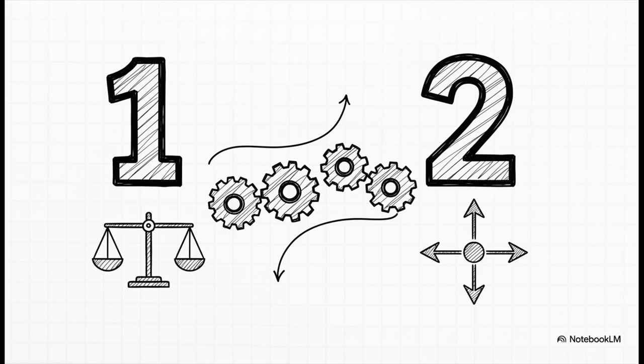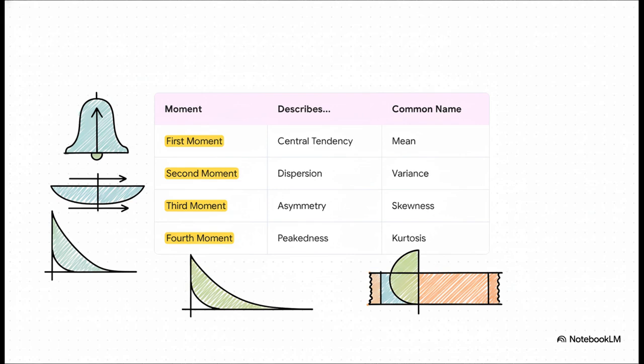And variance isn't just the spread, it's the second moment. It tells us how the data is distributed around that center. They belong together. This table lays it all out for us. We've already met the first two. The first moment is the mean, that's our center. The second moment is variance, that's our spread.